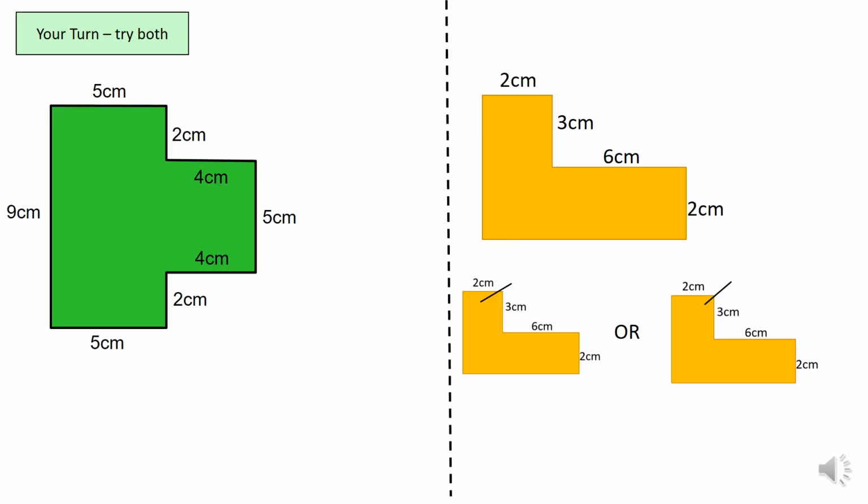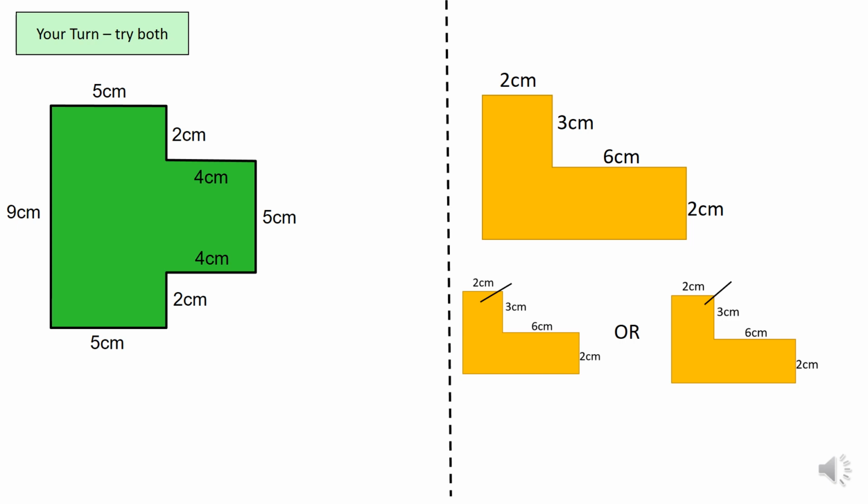I want you to have a go at both of these. With the first one, there'll be one split. I'm sure you know where it is for the green shape. For the second one, you can split it each way. I want you to pause the video now, try both of those, and we'll come back together with the answers shortly.